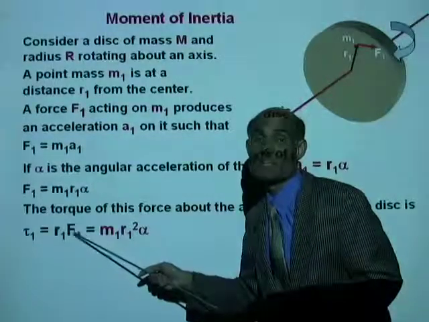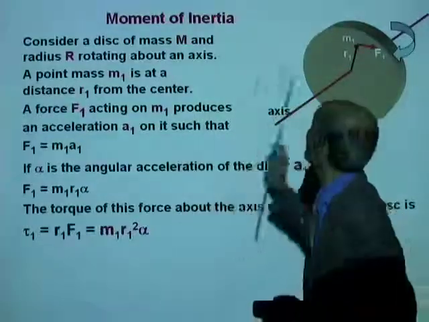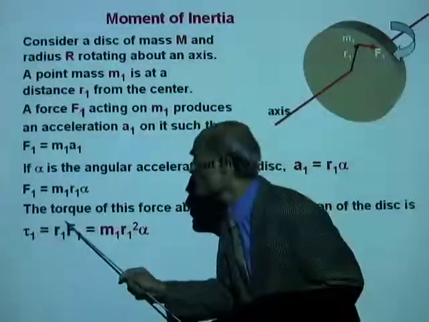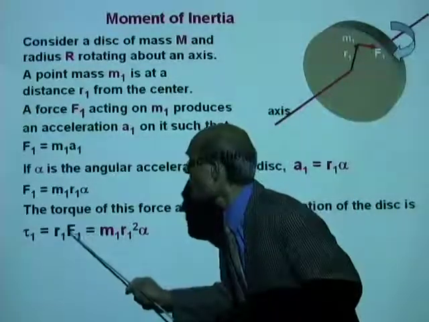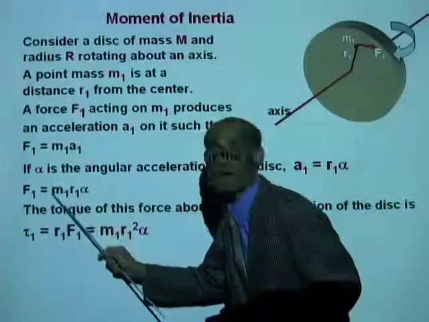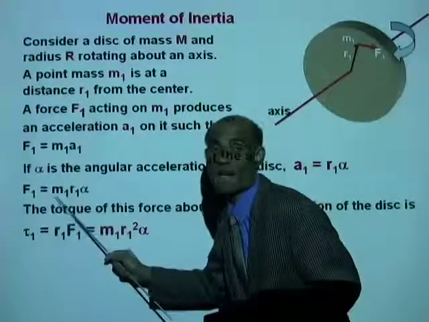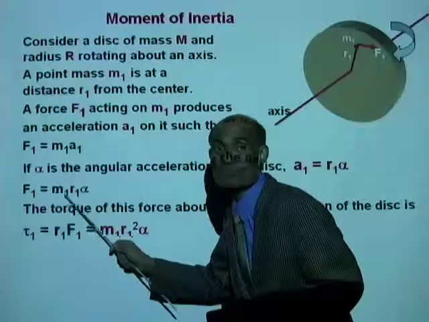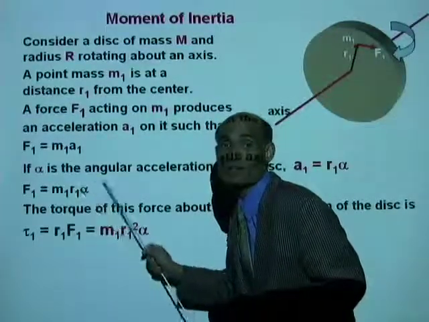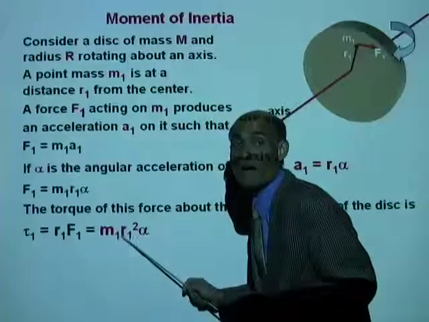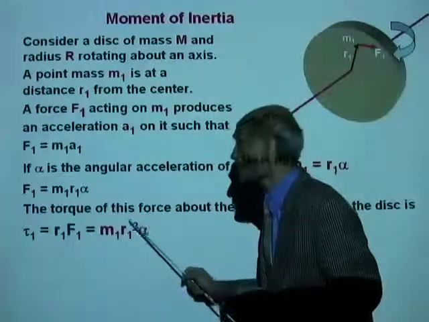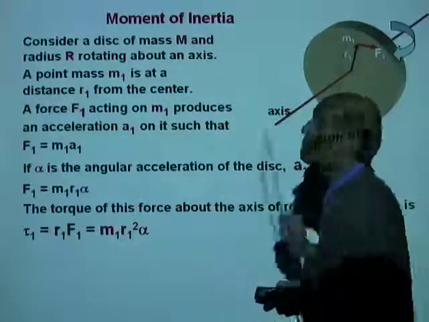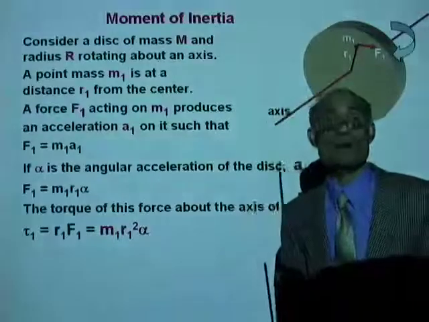Now remember, the sine theta becomes 1 because angle theta is 90 degrees. And replace this F1 by this quantity. F1 is m1 r1 alpha. So that will be r1 times m1 r1 alpha, and that will be m1 r1 squared alpha. This is the torque on this minute particle of mass m1.